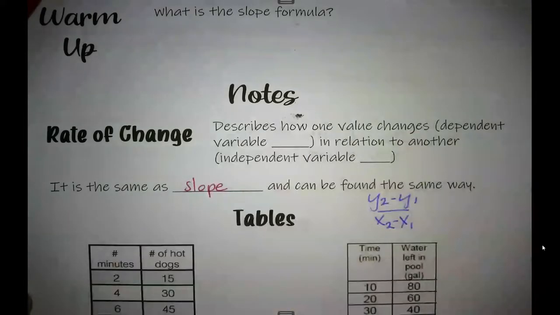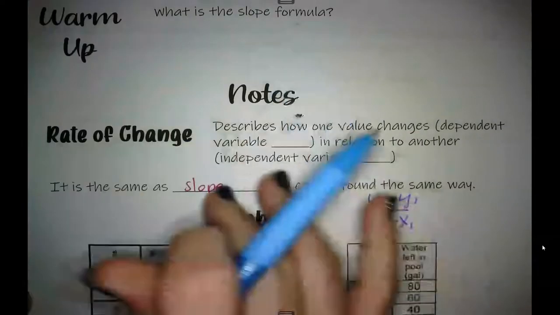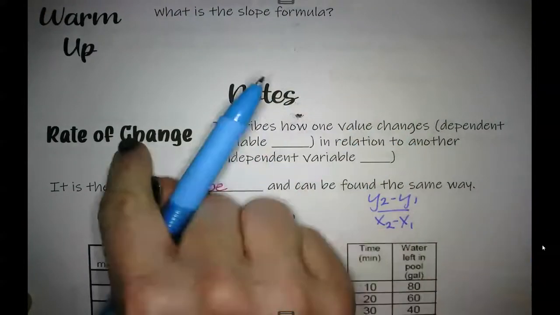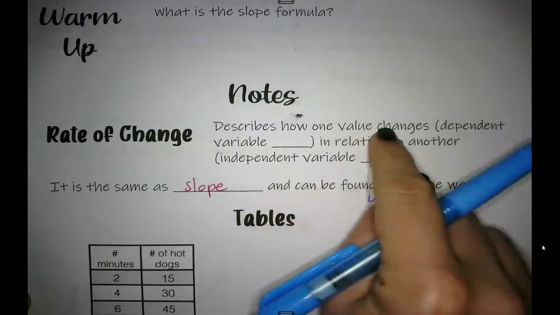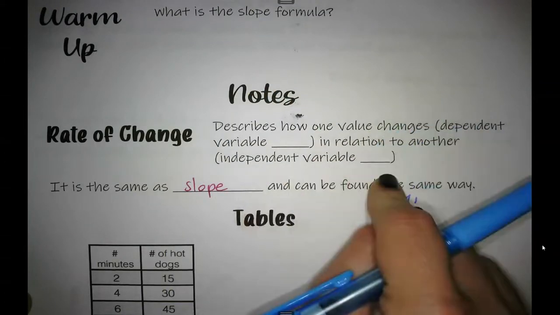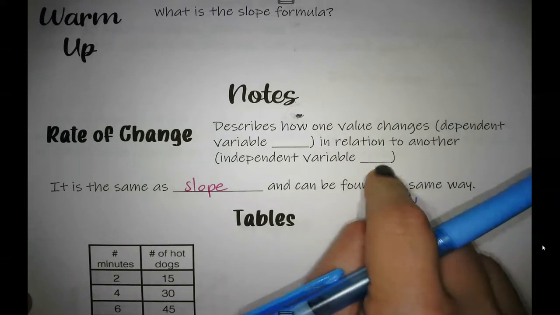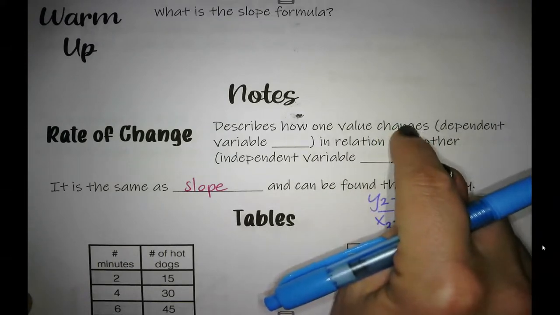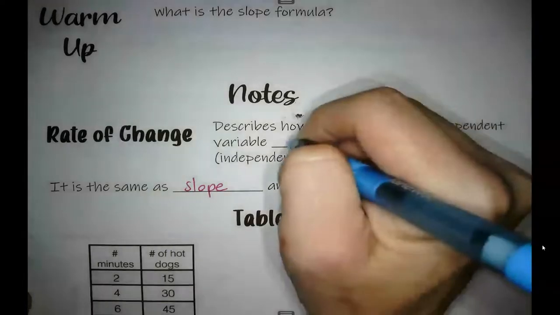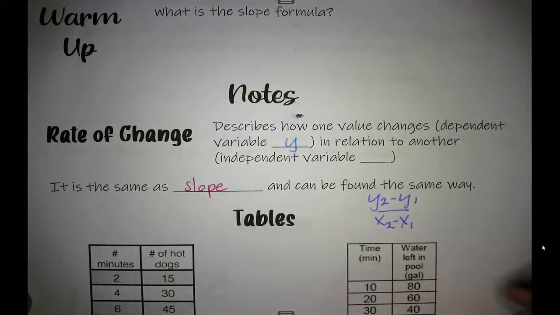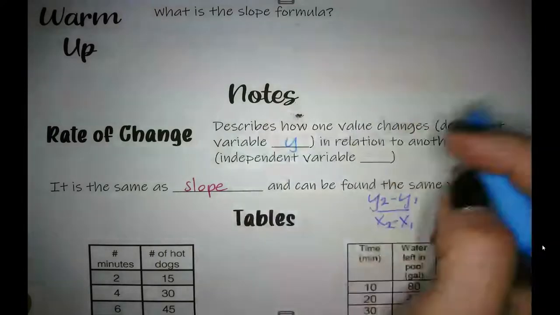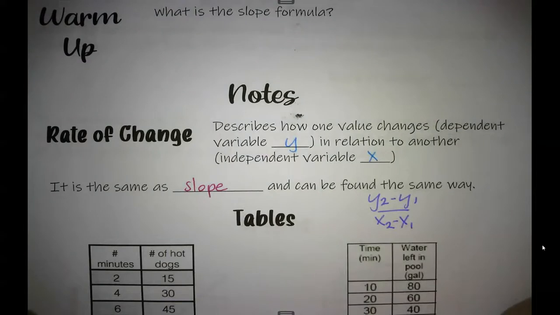All right, this right here, this is what's really happening, why it's really just slope and what it really means. So our rate of change describes how one value changes in relation to another value. And our one value that changes is called our dependent variable, and that is our y. And the one that it's changing in relation to is called our independent variable, and that is our x.